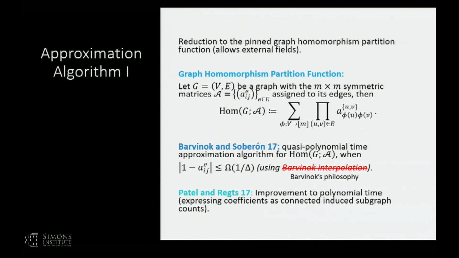So Sasha and Soberon gave a quasi-polynomial time algorithm for approximating the graph homomorphism function when the matrix entries are bounded by 1 over the maximum degree, using Barvinok interpolation, or Barvinok's philosophy. And then Patel and Regts gave an improvement to polynomial time, where the idea is they express the coefficients as connected induced subgraph counts.